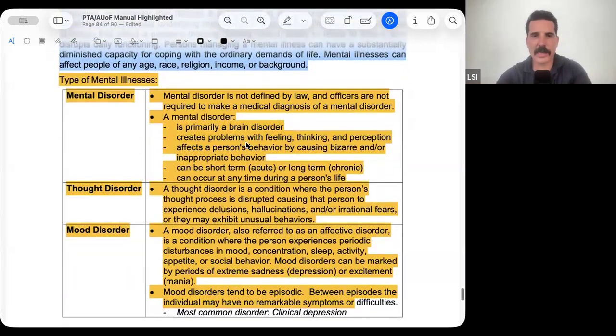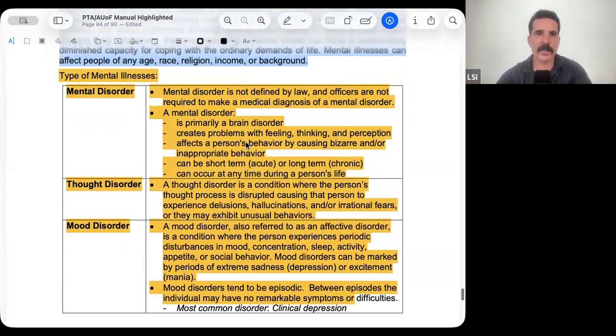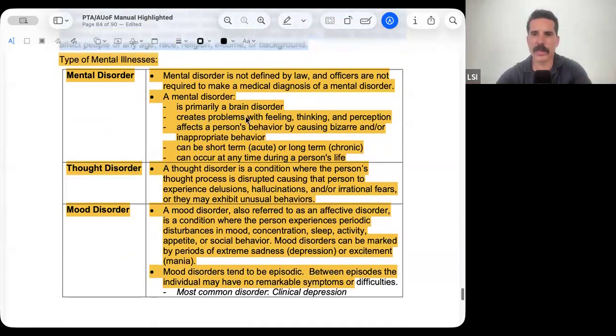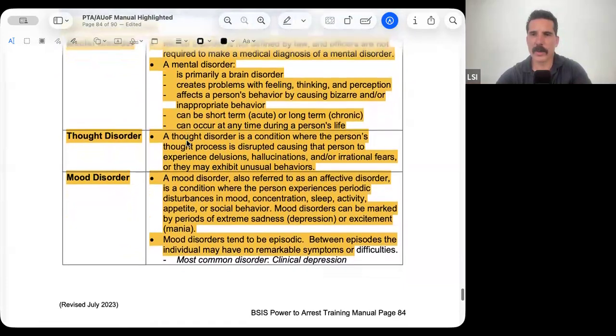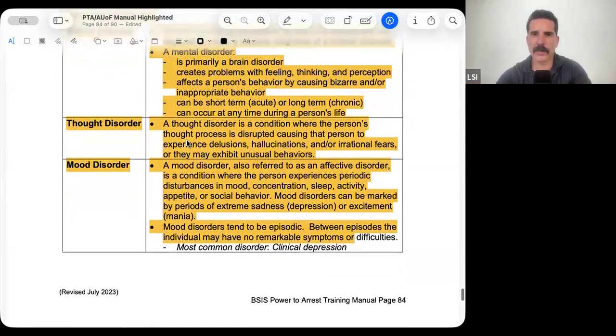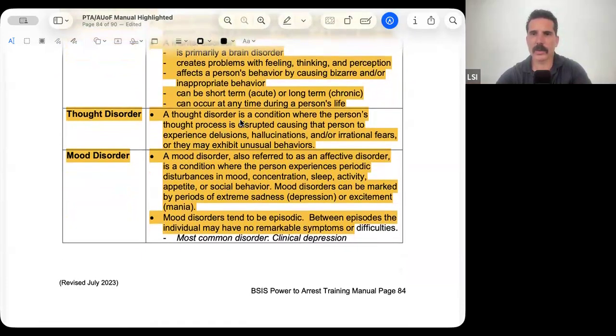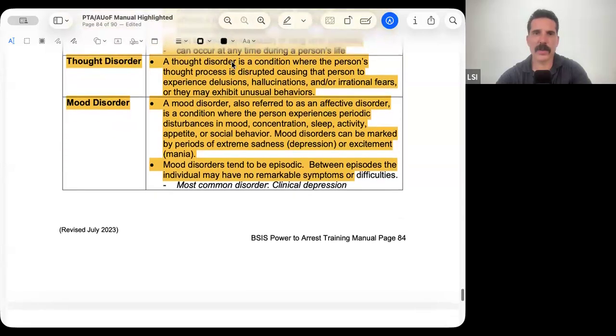All right, then it says we're going to highlight this whole table again where it says type of mental illness, mental disorder. Mental disorder is not defined by law, and officers are not required to make a medical diagnosis of a mental disorder. A mental disorder is primarily a brain disorder, creates problems with feeling, thinking, and perception, affects a person's behavior by causing bizarre and/or inappropriate behavior, can be short-term, acute, or long-term chronic, can occur at any time during a person's life.